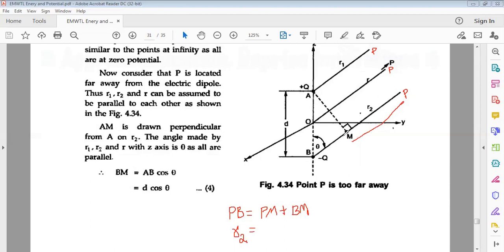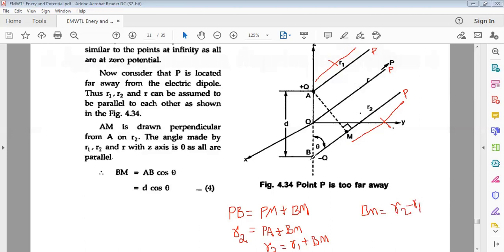When you draw a perpendicular line from point A to point M, PA is equal to PM. These both lines are the same. So PM is equal to PA, and now I am writing this as PA plus BM. What is the distance of PA? It is R1. So that implies R2 is equal to R1 plus BM. Got it, my dear? So what is BM now? BM is equal to R2 minus R1.